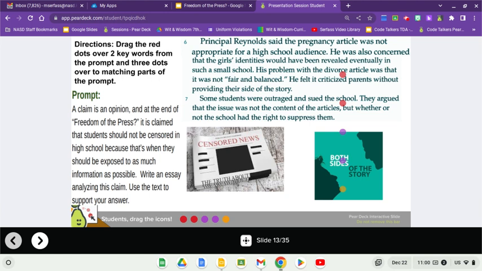A claim is an opinion about freedom of the press. It is claimed that students should not be censored in high school because that's when they should be exposed to as much information as possible. Write an essay analyzing this claim and use the text to support your answer. Take care of the red now, please.